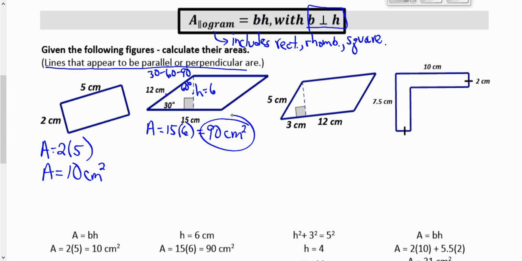Okay? That's something else written down there. You could also do sine. Okay? All right, the next one.